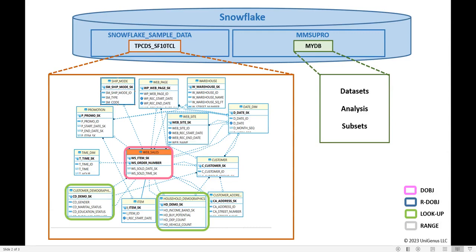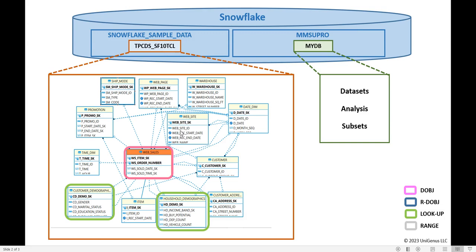In this example, we have two databases in Snowflake, Snowflake Sample Data and MimamsuPro. In MimamsuPro, we have the MyDB schema, which we will use to store datasets, analysis, and subset tables. And we'll map tables in TPCDH SF10 TCL as objects and lookup objects.